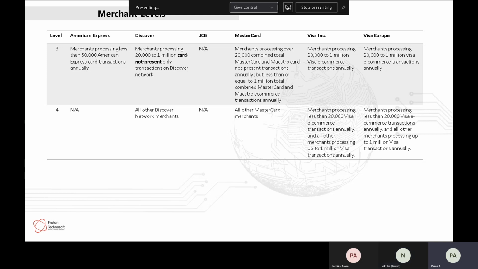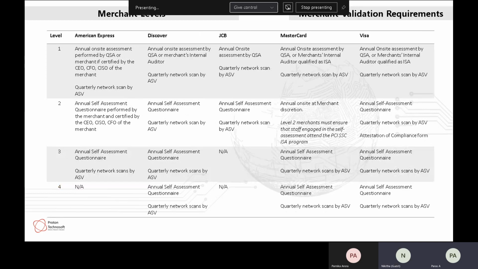So that is where Visa and MasterCard want higher confidence in these merchants. It is good that you are providing business to me, but I am also looking at it from a risk standpoint: since you are generating more transactions, your business is riskier as well, right? So that is where they define the requirements for validation for these merchant levels.